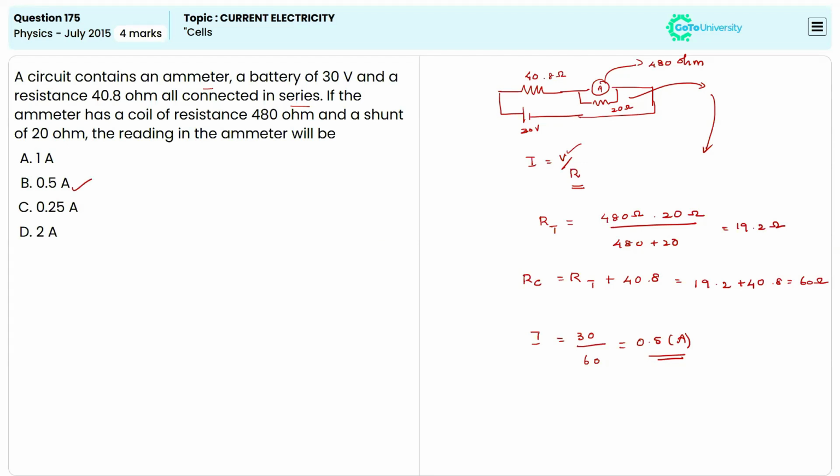Okay, so this is how you have to answer this question. Keep it in mind whenever you get questions which are just related to connections, just try to make a diagram. When you make a diagram, it will be very easy to solve the question. So first draw the diagram, then try to get the total resistance of the circuit, and then calculate the quantity you want to calculate.